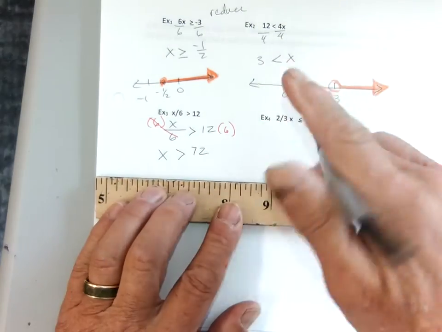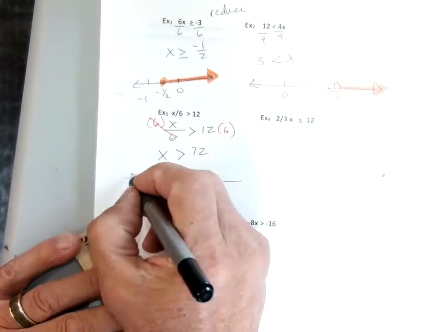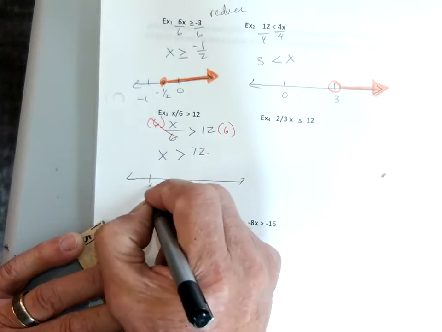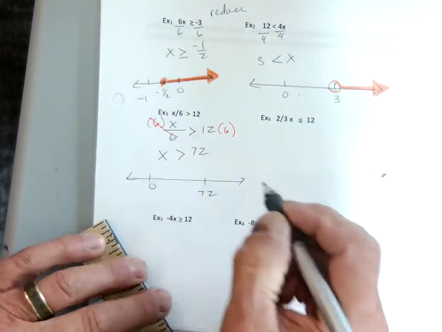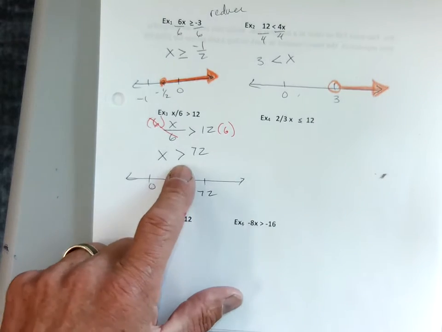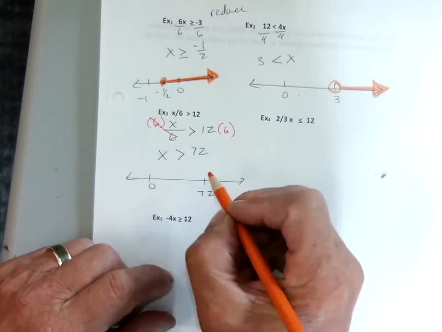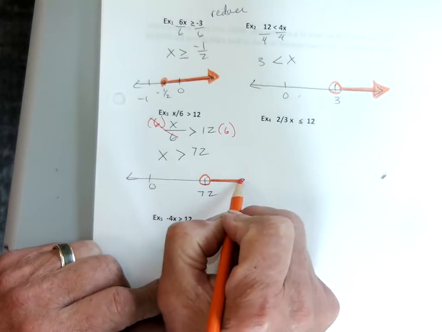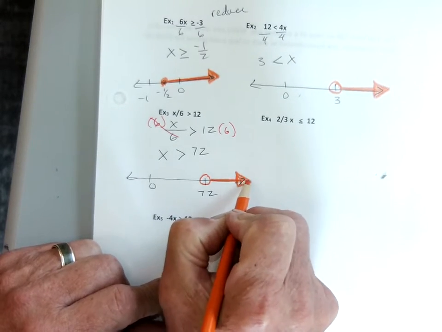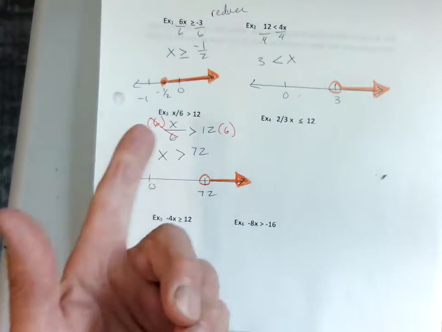Graph that. Again, I don't need all the numbers. I just need a little bit of reference. 0, 72, that's good enough for me. Greater than 72, so I'm going to go ahead and use an open circle and greater than. Okay, so far pretty easy, right? You guys agree? Now here's the fraction.